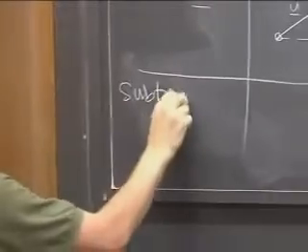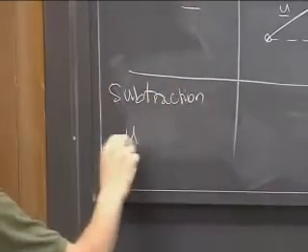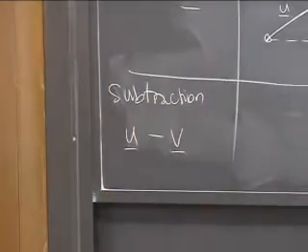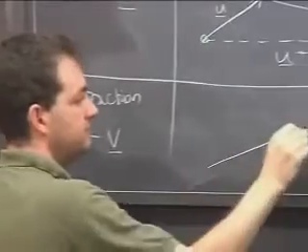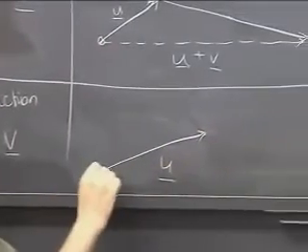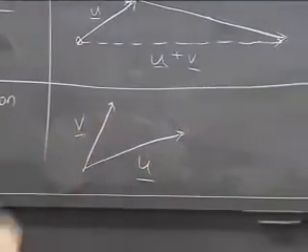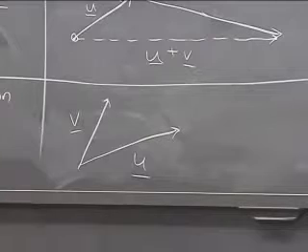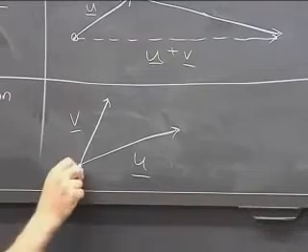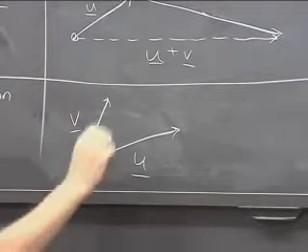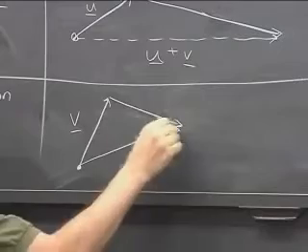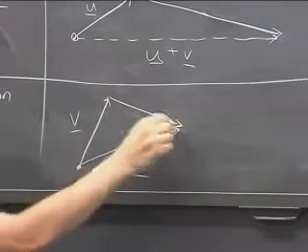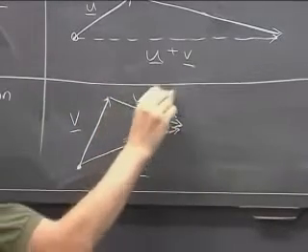The subtraction, u minus v. Well, this time you take your u and you take your v. I've picked a different v. Instead of laying them end to end, you put them at the same base point, and you draw from the tip of v to the tip of u. That turns out to be u minus v.